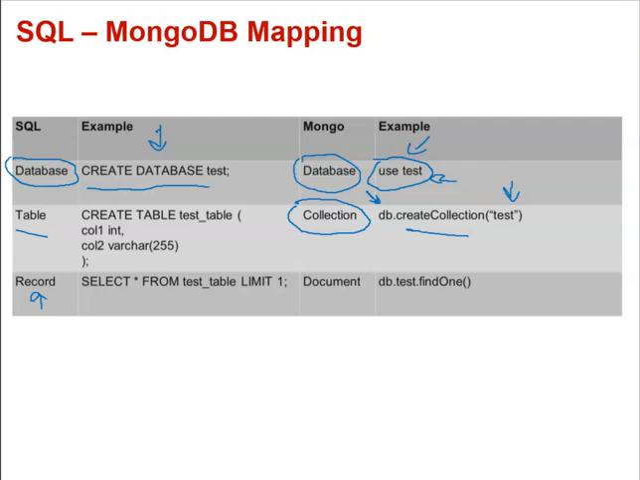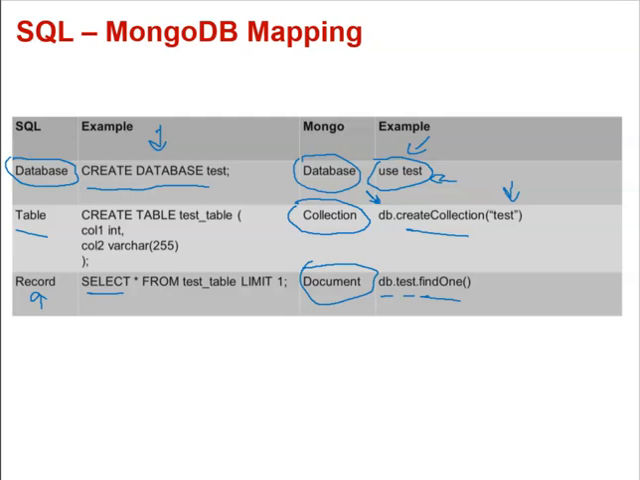Record, right? So if you want to, let's say, select a record or a column in SQL, we know we use the select statement, right? And if we want to do a similar thing, like to select a document, we would use db.test, the name of the database, and then we would use findOne. So this would select one document from the database. We'll look at examples when we get to it.